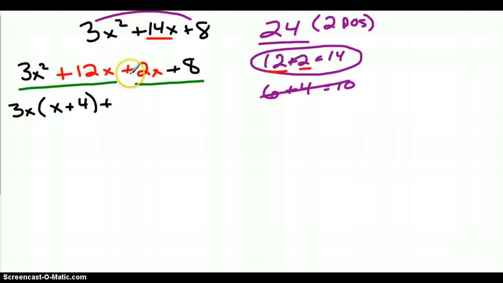Alright, plus, because the first term is positive, I got plus, and then those can both be divided by 2, so the GCF is going to be 2. When I divide the 2 out, I've got x plus 4.